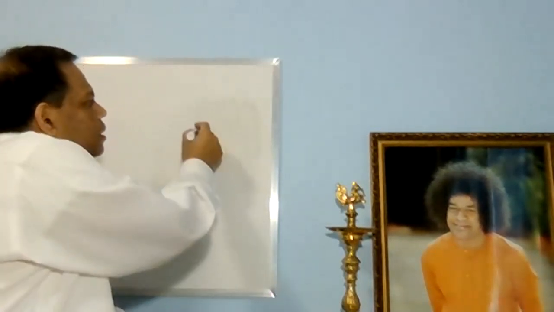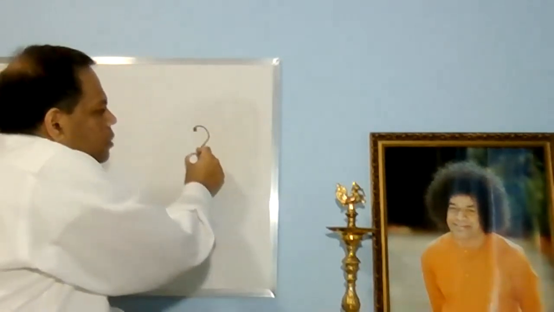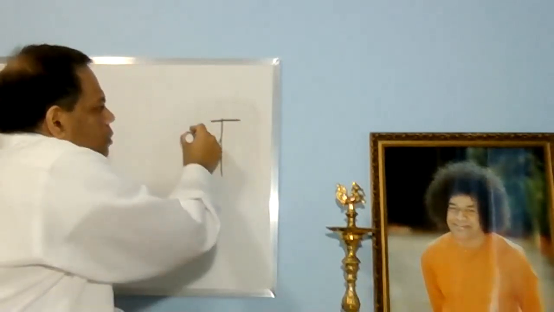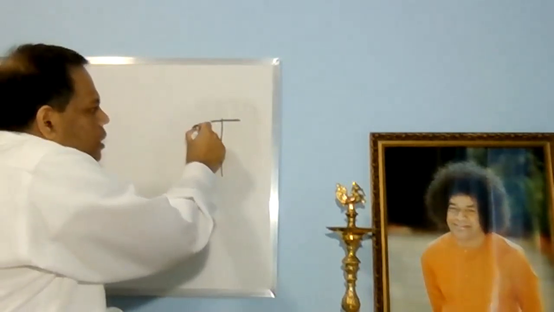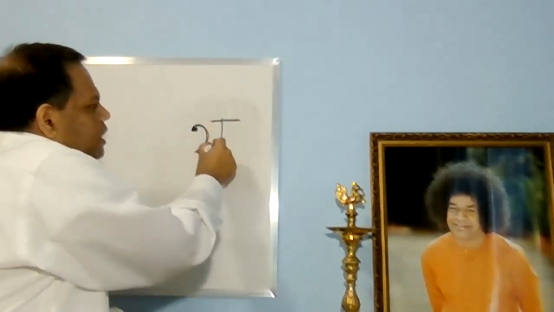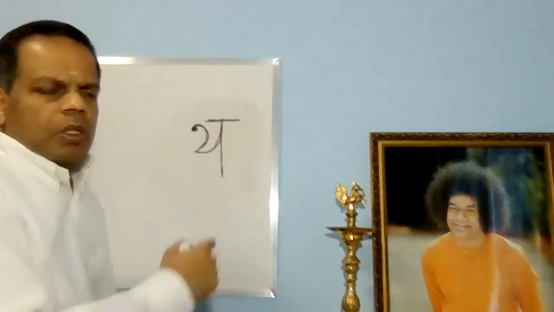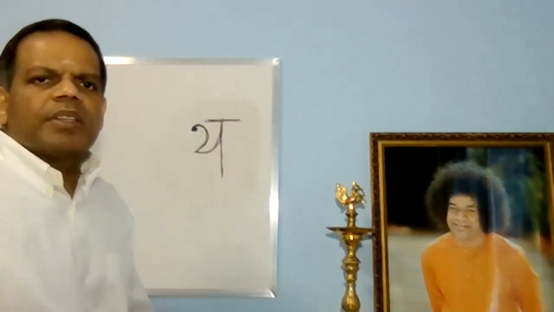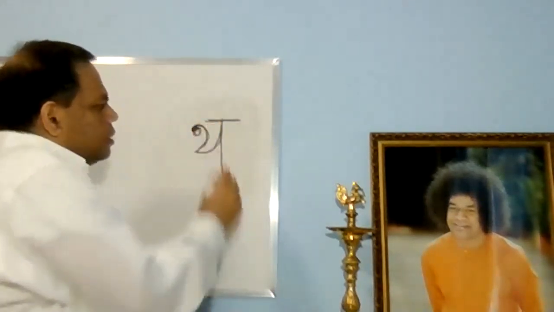The second one is tha. You start at the top. You start with a squiggly or a small circle, so it's more or less like writing a number 2. And then you write a staff below that. So this becomes your tha. Some people write a nice circle here at the beginning.